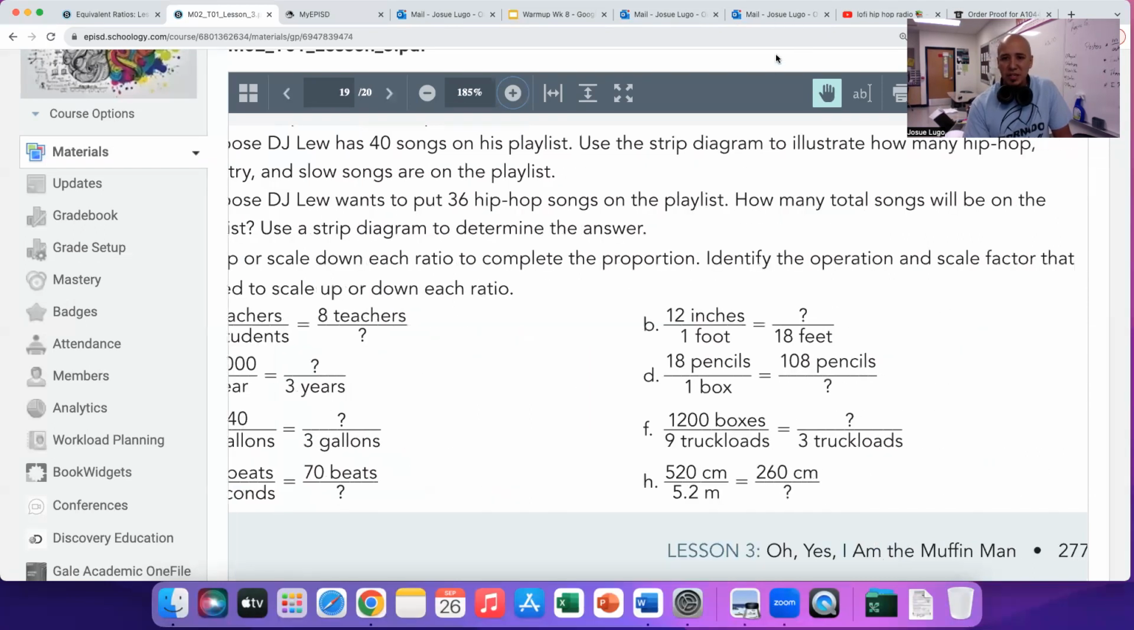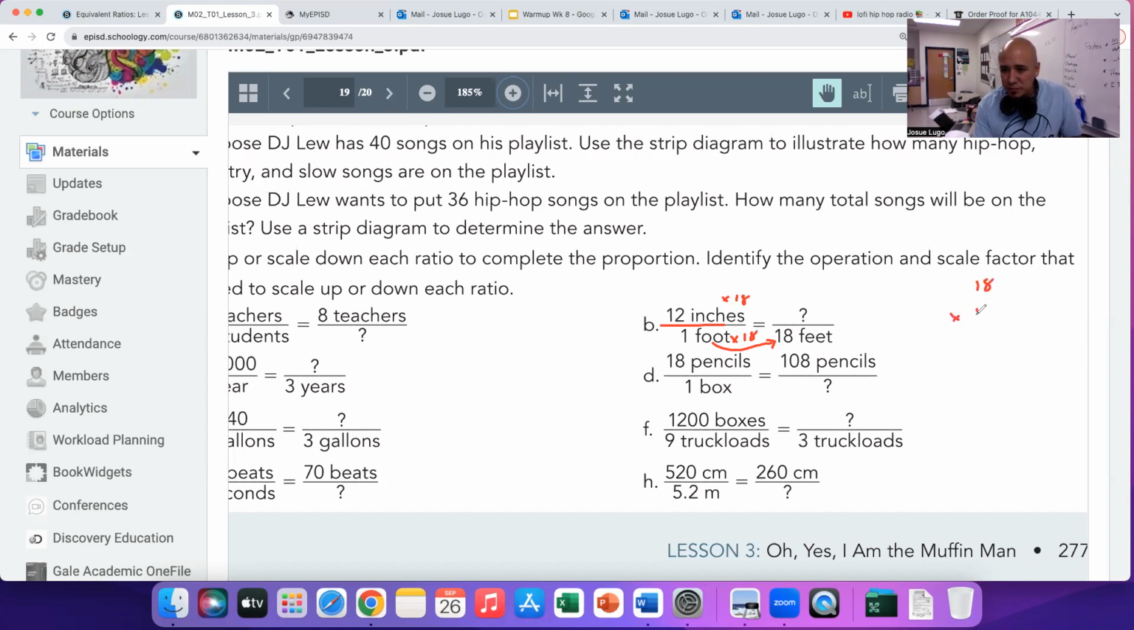Let's do letter B. So we have 12 inches for every 1 foot. 1 foot is 12 inches. So what if we have 18 feet? Obviously I can't yet work with the numerator, but let's look at the denominator. How do I get from 1 to 18? Remember, we're going to multiply or divide. In this case, it's getting larger, so I'm going to multiply, and I know that 1 times 18 is 18. So guess what? I need to multiply 12 times 18. So I'm going to work that out.